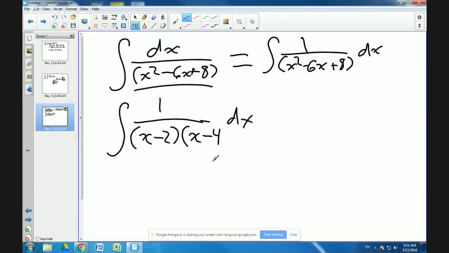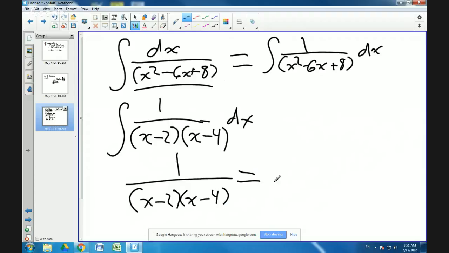Next, we are going to decompose this: 1 over x minus 2 times x minus 4 is equivalent to saying A over x minus 2 plus B over x minus 4.